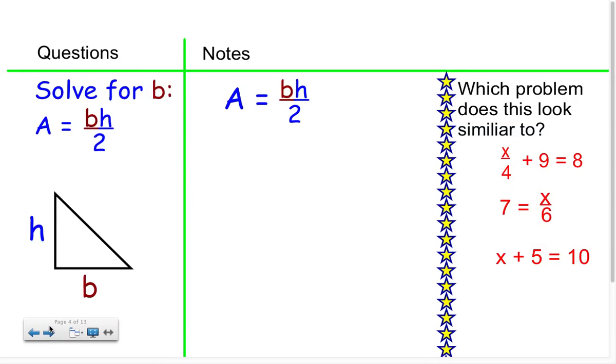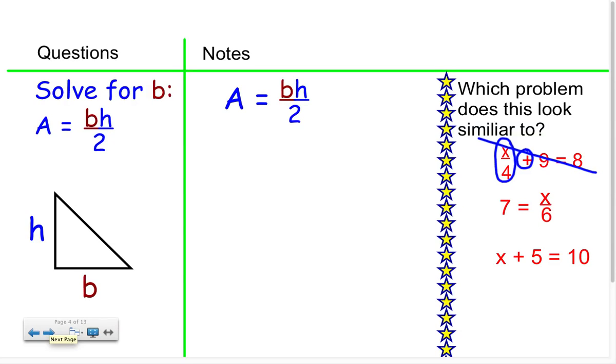Solve for b. This time we have a triangle. This formula is area equals base times height divided by 2. Let's look at our similar equations and figure out which one is right. Well, this one has a fraction, which ours does, but we don't have a plus sign, so I'm going to get rid of that one.